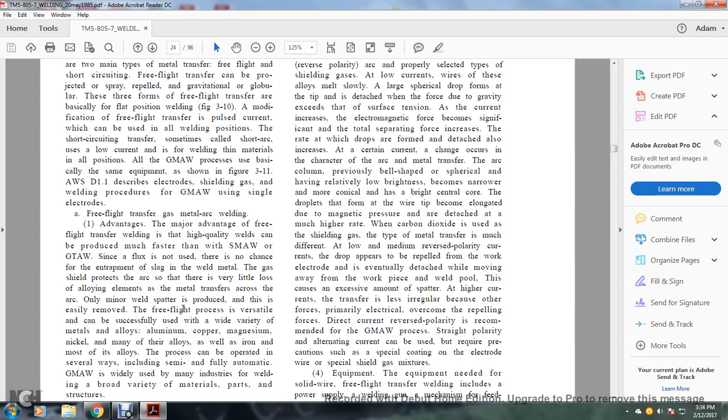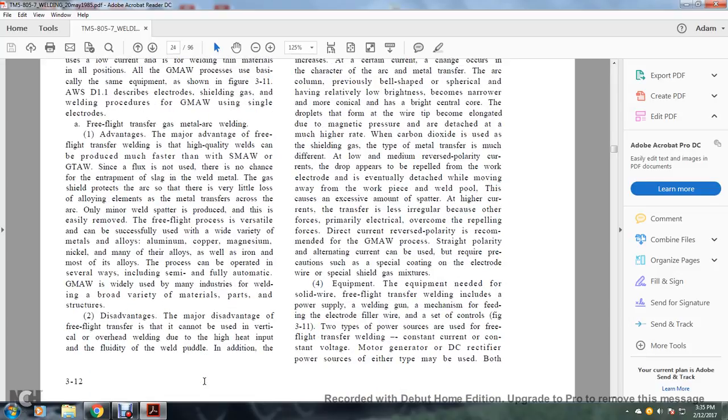This is easily removed. The free flight process has versatility and can be successfully used with a wide variety of metals and alloys: aluminum, copper, magnesium, nickel, many other alloys, as well as iron and most of its alloys. The process can be operated in several ways, including semi or fully automatic. Gas metal arc welding is widely used in many industries in welding a variety of materials and parts of structures.